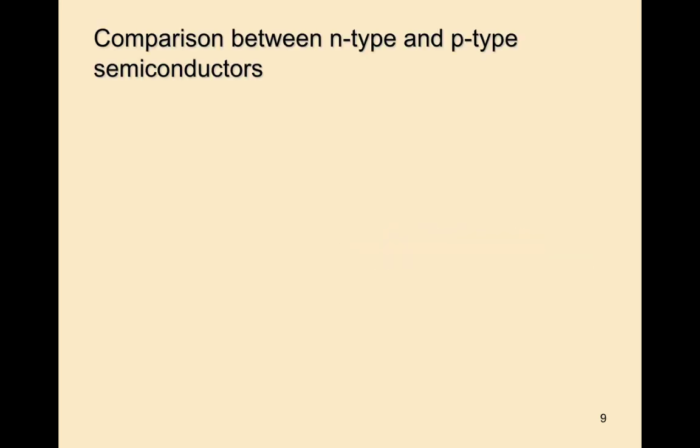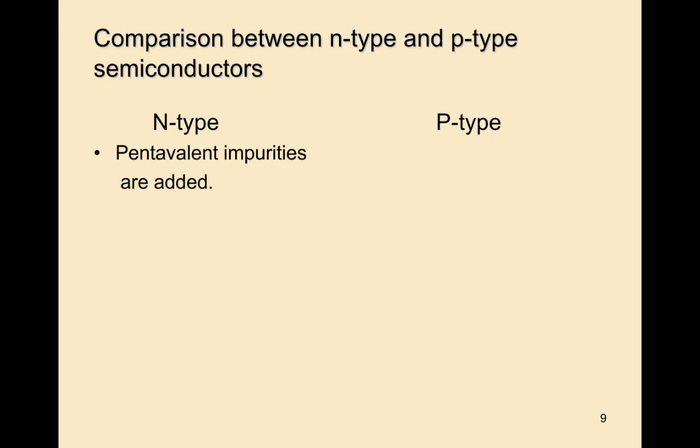Next, we observe the comparison between n-type and p-type semiconductors. First point: when we add pentavalent impurities to the pure semiconductor, an n-type semiconductor is formed. When we add trivalent impurities to the pure semiconductor, a p-type semiconductor is formed.